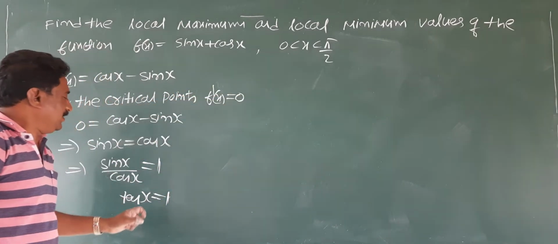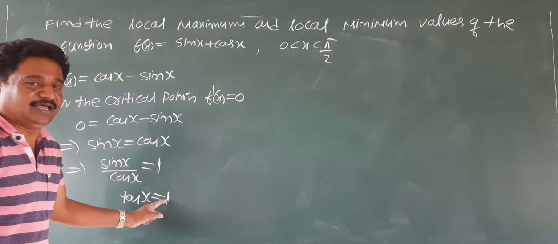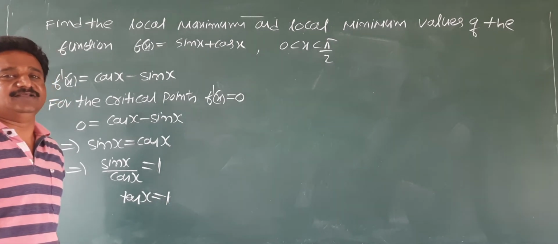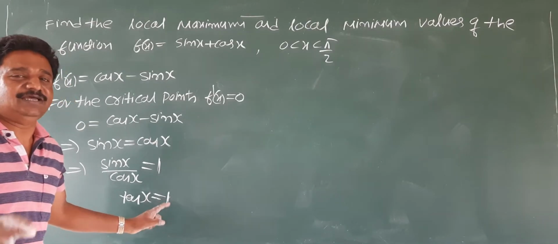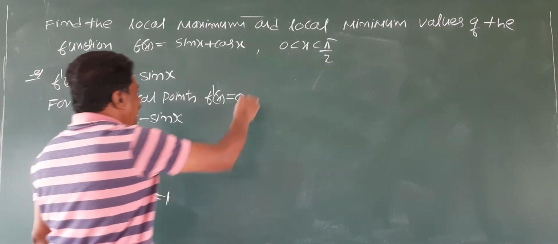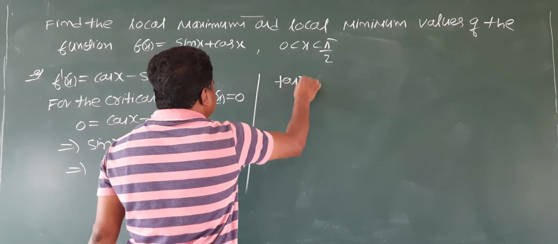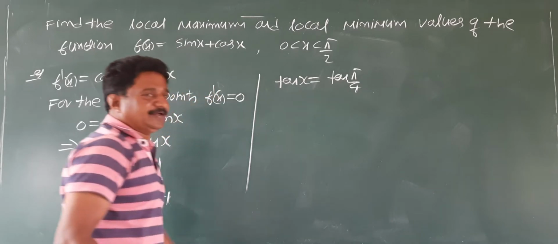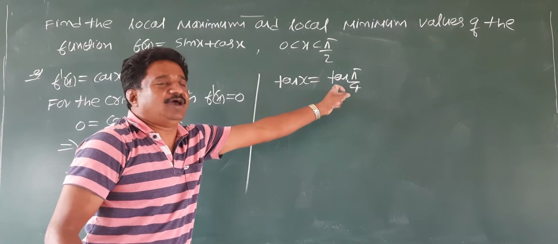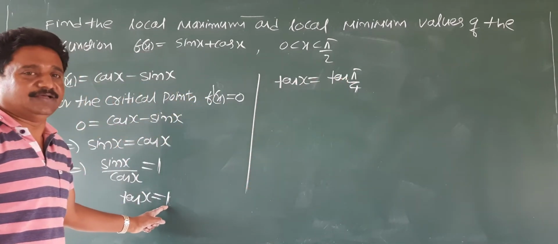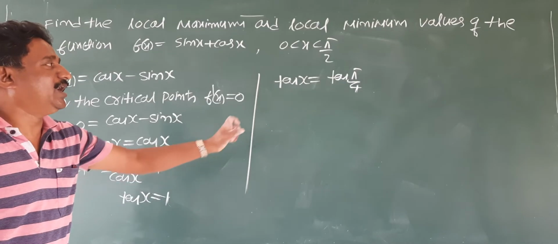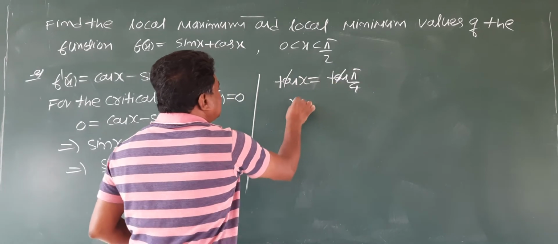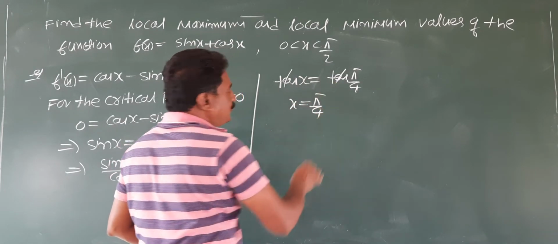For this number 1, you write a first quadrant angle. Tell me how much 1 means: tan 45, which is tan pi by 4. What is the value of tan pi by 4? It is 1. For that 1, you can write tan 45. Tan gets cancelled. x is equal to pi by 4.